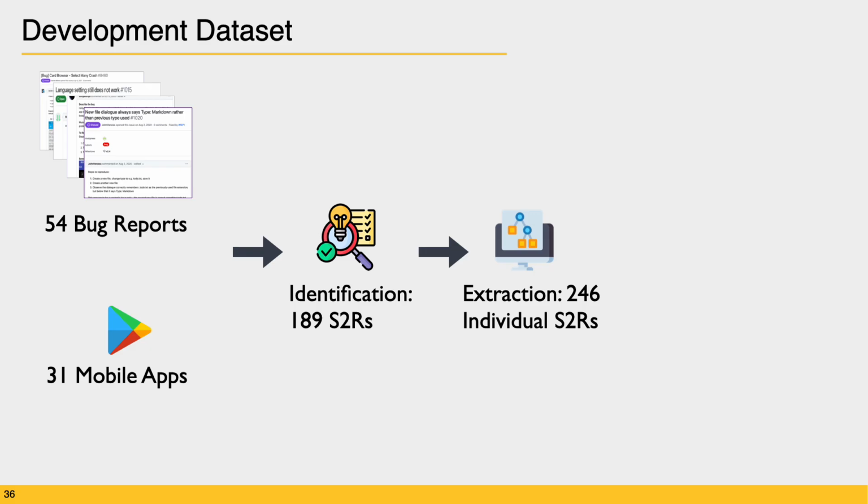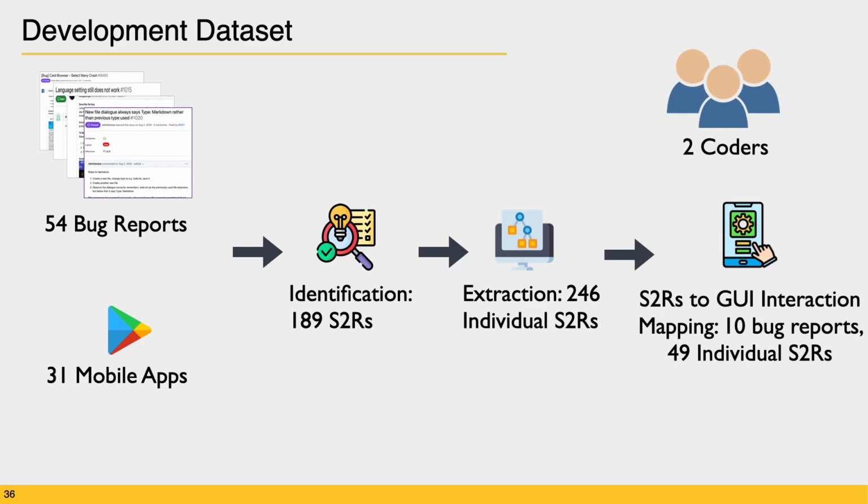The S2R to GUI interaction mapping is a time-consuming task. Therefore, we worked with 10 bug reports containing 49 individual S2Rs. Two authors first independently worked to get the ground truth data and then discussed between them to resolve any disagreements and come to a conclusion.